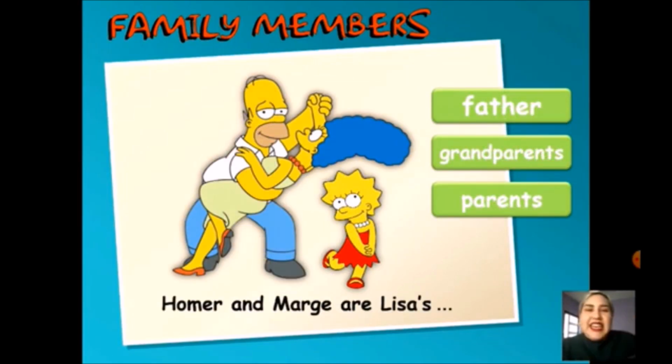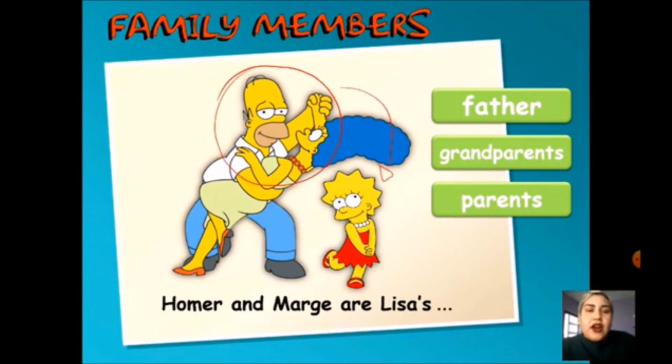This is very, very easy. I'm sure that you will identify the correct option. Let's read together. 1, 2, 3. Homer and Marge are Lisa's. So we're talking about what is the relation between Homer and Marge with Lisa.